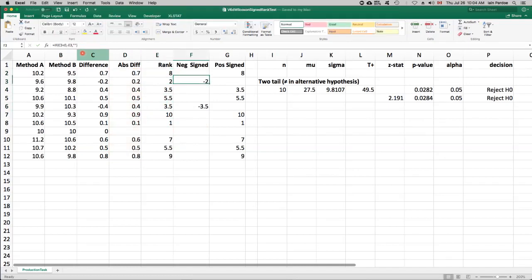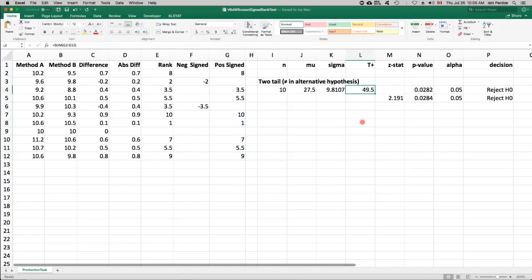Next step is to look at the original differences, and any that are negative, so this one and this one, are given negative signed ranks. All the others that are positive are given positive signed ranks. The test statistic is essentially the sum of those positive signed ranks, and that's what I've calculated over here. It comes to 49.5.